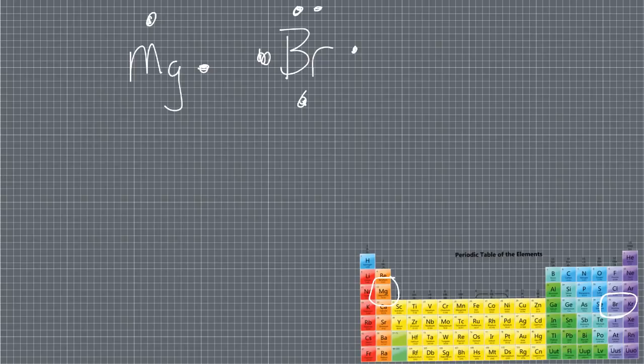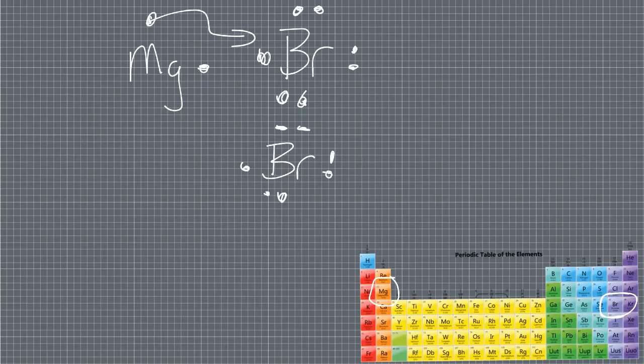The first step is to show the transfer of electrons. Magnesium needs to lose 2 to fill its outer shell. Bromine needs only 1, so I'm going to transfer 1 of those electrons over there. Now, that makes bromine happy. It has a full outer shell. Magnesium, though, is not happy. It still has an extra electron that it needs to lose to fill that outer shell. So what we can do is bring in a second bromine. If we do that, that bromine has 7 valence electrons.